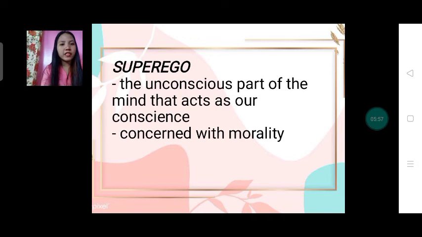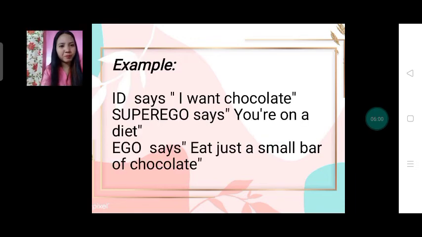So here is an example of the three conflicting elements. Id says that I want chocolate, but your superego says that you're on a diet. So ego says to eat just a small bar of chocolate. This is the example of the three conflicting elements in Sigmund Freud's revolution. So the topic that was discussed is about the intellectual revolution of science, technology, and society.